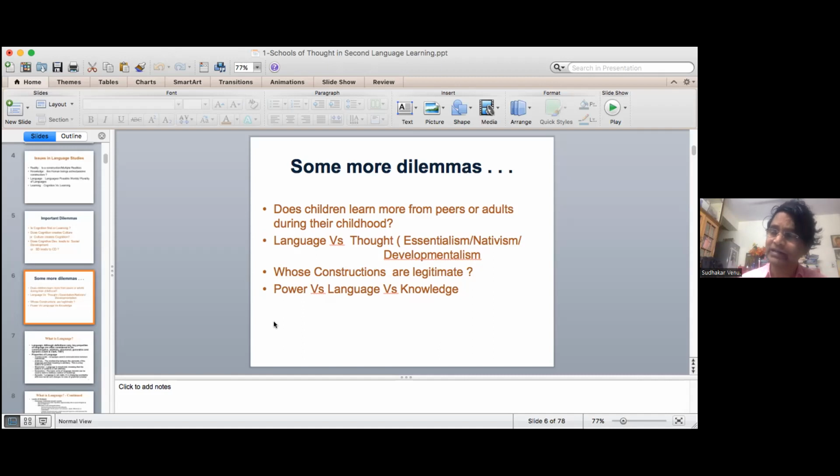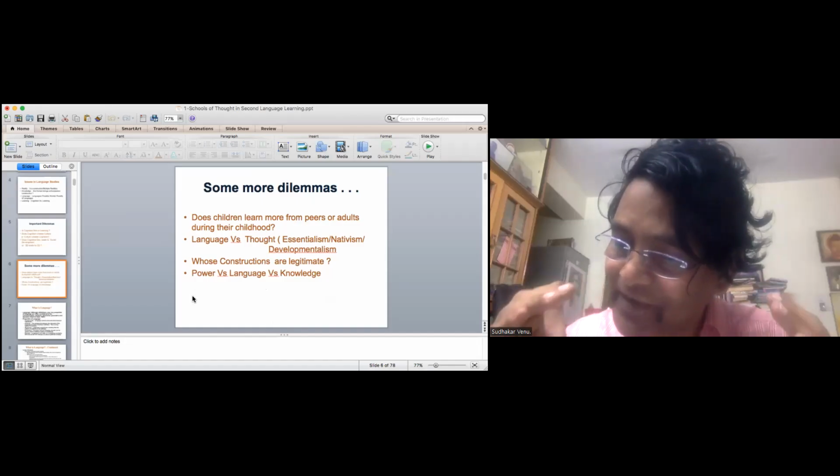And when you say that a particular language constructs a reality, whose construction is a legitimate construction? Again, this is an important question. You see, when you say Oxford and Cambridge University, when they are constructing, okay, this is the way English language should be taught.